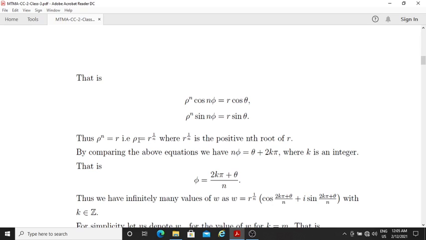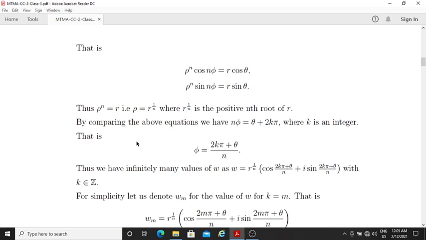So among the n roots of r, we will consider only the positive nth root of r as rho. Okay. So as far as the value of rho is concerned, that is done. That part is settled. Now let's come to the psi part.